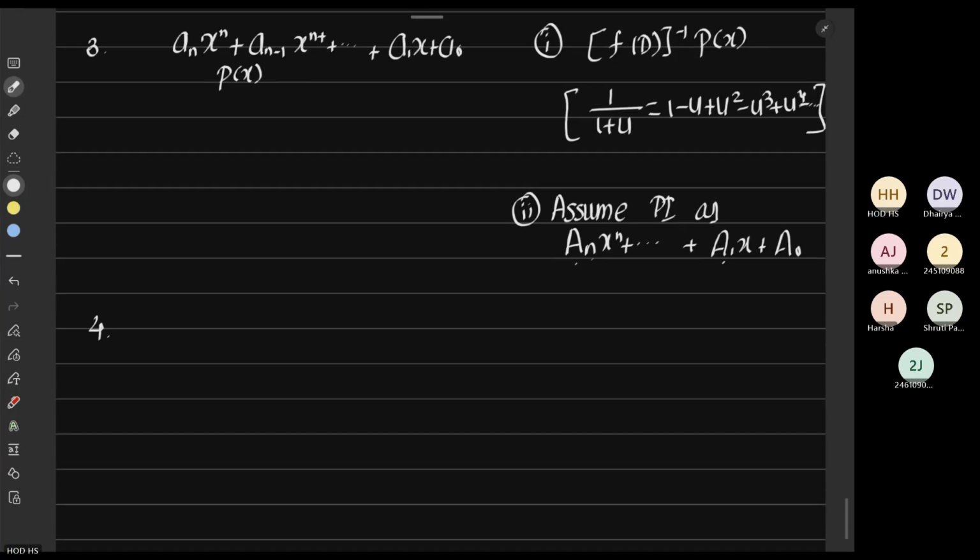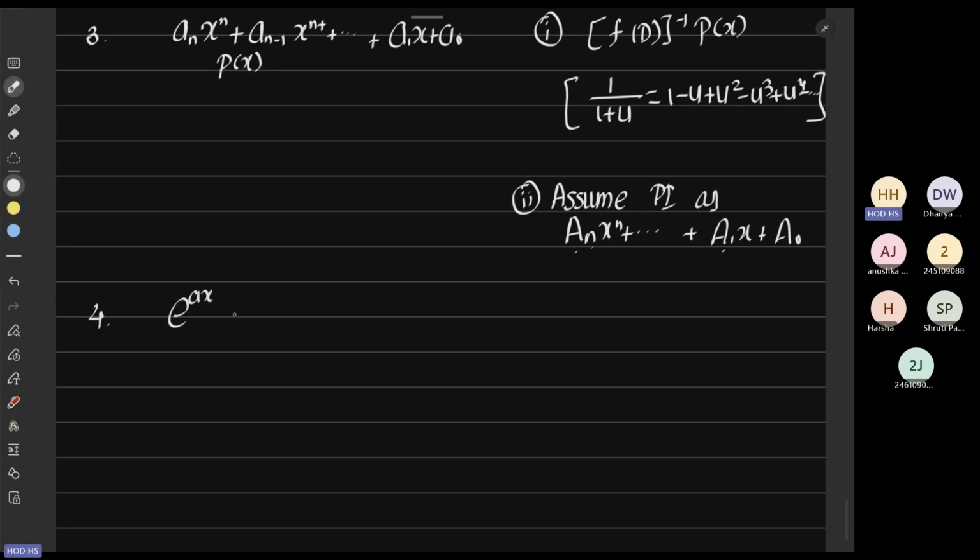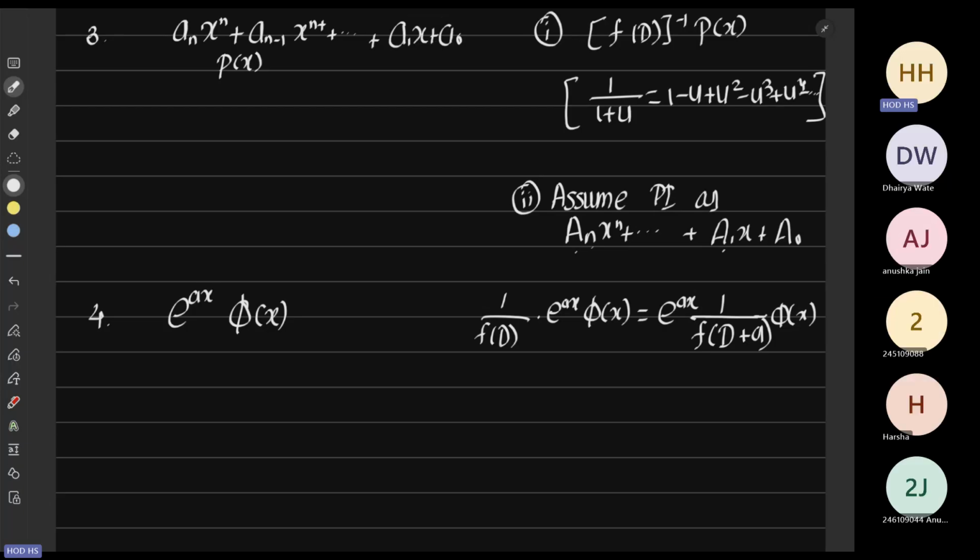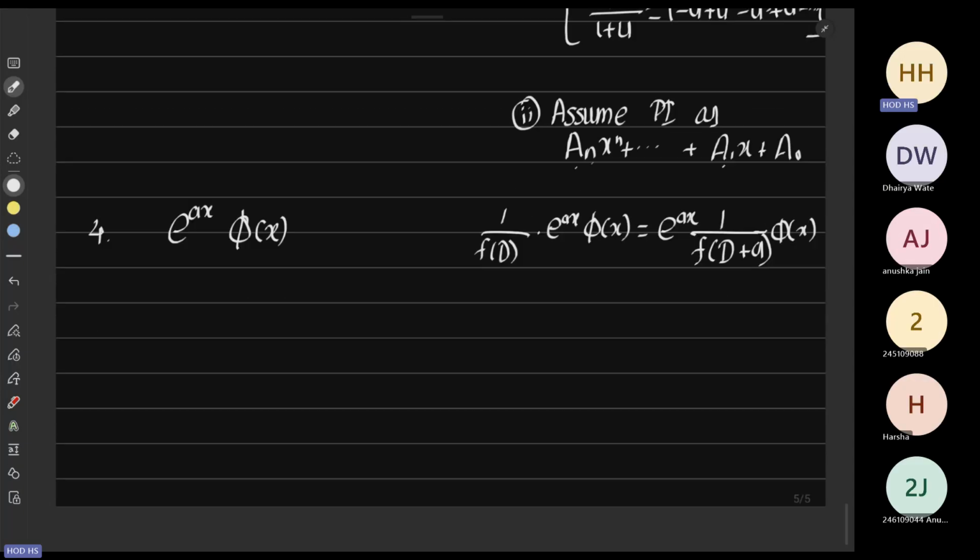Then if my right hand side is e to the power ax into some another function phi of x, in this case, my particular integral can be written as 1 upon f of D times e to the power ax times phi of x. I will take this e to the power ax outside, and to compensate the difference, I'll write this as f of D plus a. So I will shift my D to D plus a, and I will take this operation on phi of x again. So I don't need to take operation on e to the power ax.